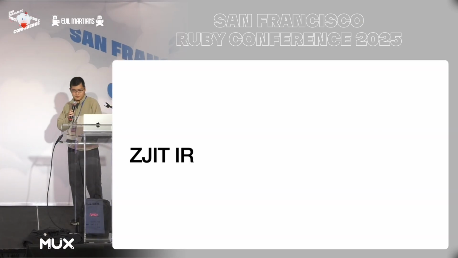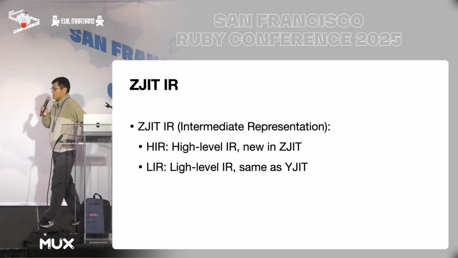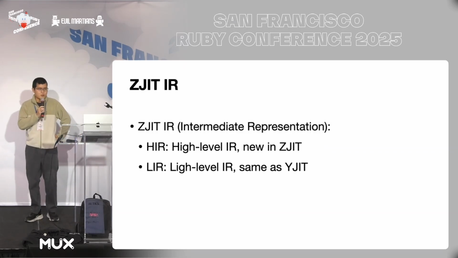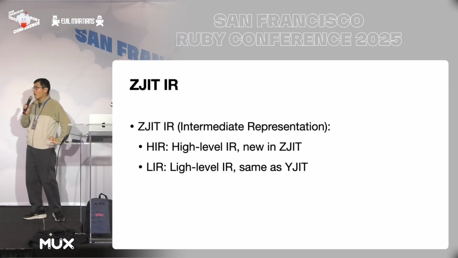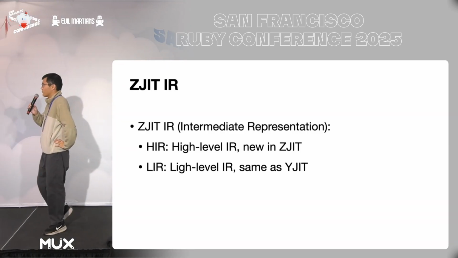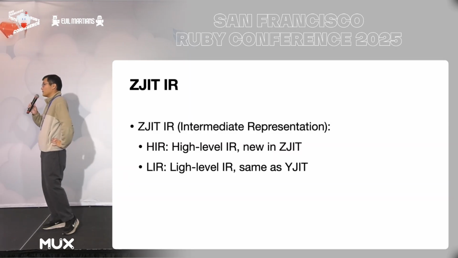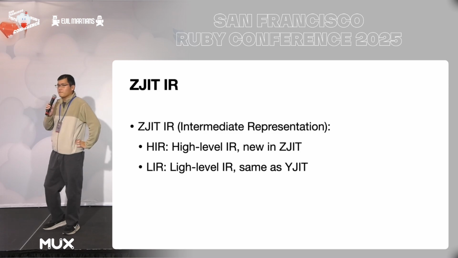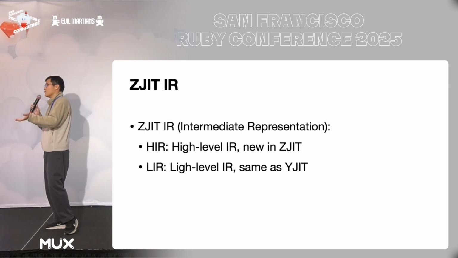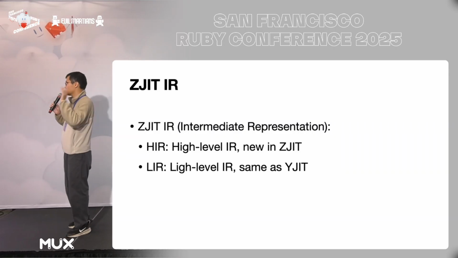So I want to talk about ZJIT IR. As I said, IR stands for intermediate representation. I think the core of ZJIT is that we now have a very Ruby-language-aware intermediate representation for optimizing Ruby. So if you have something like LLVM, that's an intermediate representation used by many other languages such as Rust or C or C++.